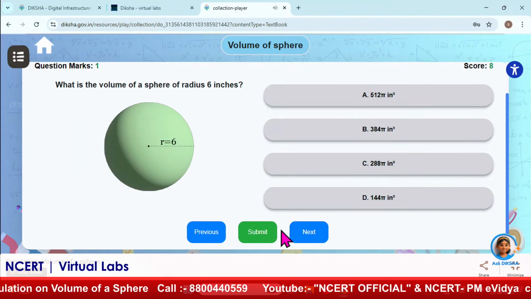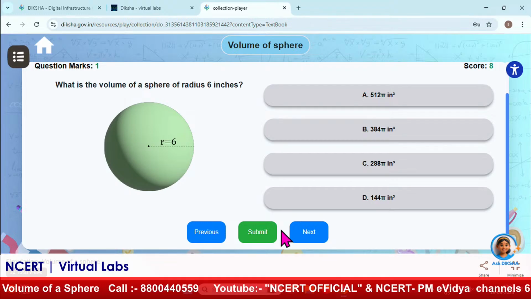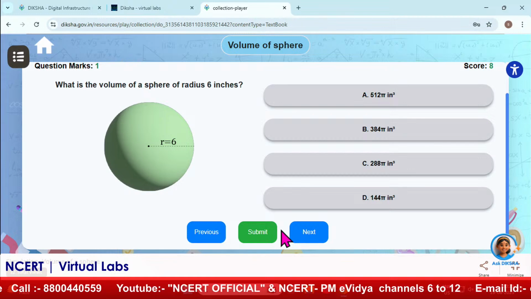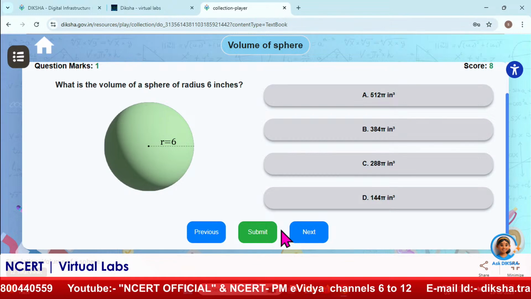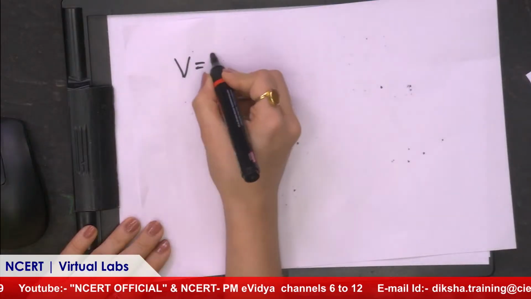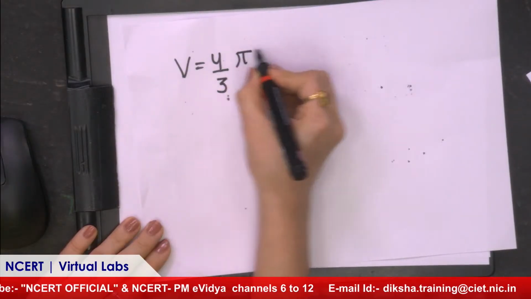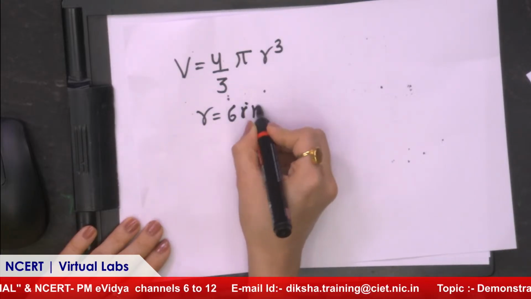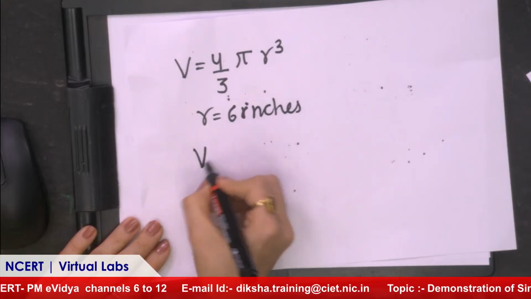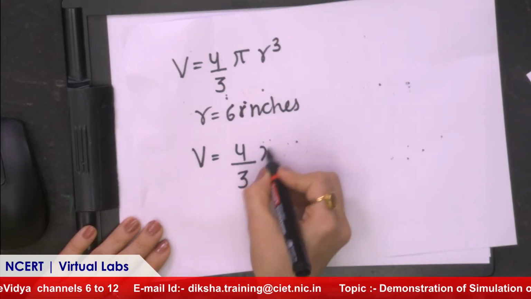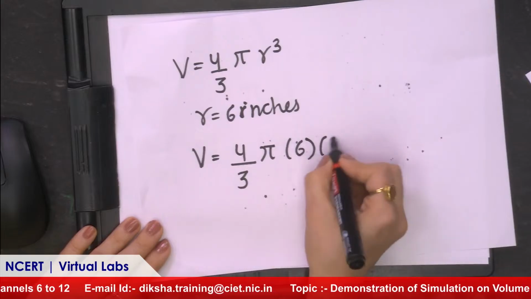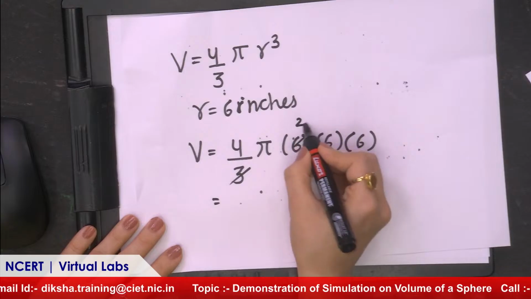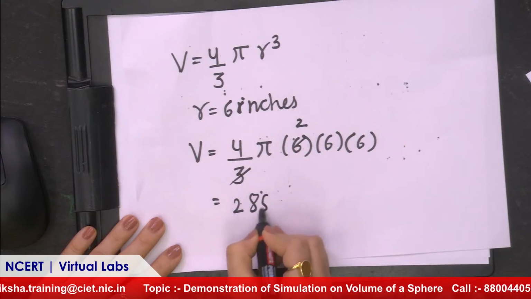Right. So in a similar way we can put the value of the radius at 6 inches and find the value. So the answer will come as V equals 4 by 3 pi r cube, and r is 6 inches. So what is the volume? 4 by 3 pi 6 into 6 into 6, or 6 cube. So that's how we calculate this, and we'll get the answer as 288 pi.